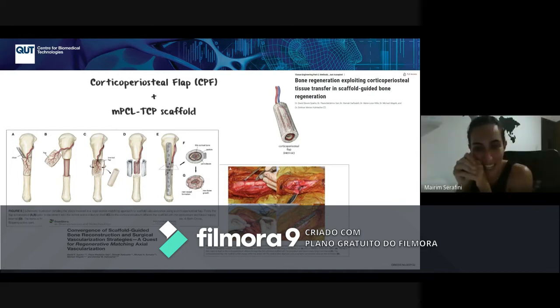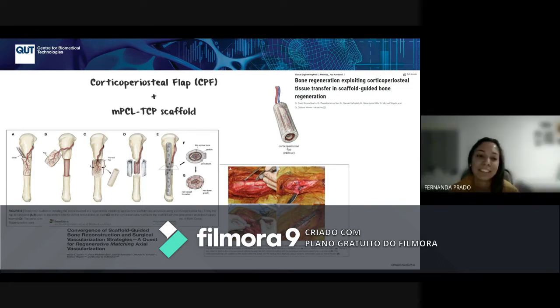Okay, and Fernanda has a question. Just one question. You said there is some case that a plate has to go with the scaffold. So the scaffold doesn't replace the plate or screws, but it has to be together?